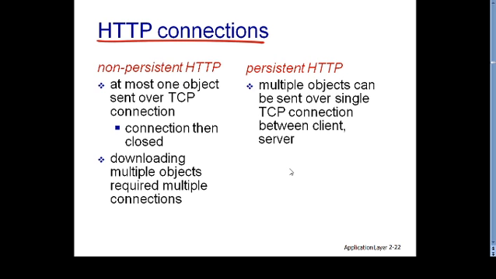Initially, at the launch of the HTTP protocol, we used to browse web pages with the help of non-persistent HTTP connections, but these days we always use persistent HTTP connections for saving the time of browsing web pages from the server. As you can see, it's mentioned in the non-persistent case that at most one object is sent over a TCP connection, then it is closed. Downloading multiple objects requires multiple connections. So there are two types of HTTP connections: persistent and non-persistent.